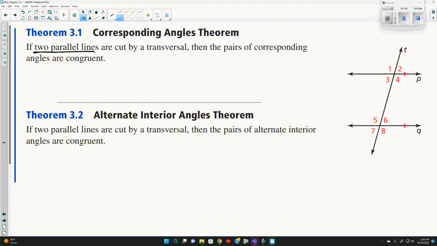For this here, we can see that 1 and 5 are corresponding angles because they're above the parallel line and to the left. So we could say that angle 1 is congruent to angle 5. We could also say that angle 2 is congruent to what? Angle 3 is congruent to angle, and angle 4 is congruent to angle. Because if the two lines are parallel and they're cut by a transversal, then the corresponding angles are congruent.